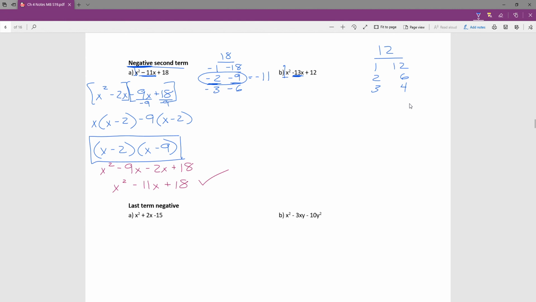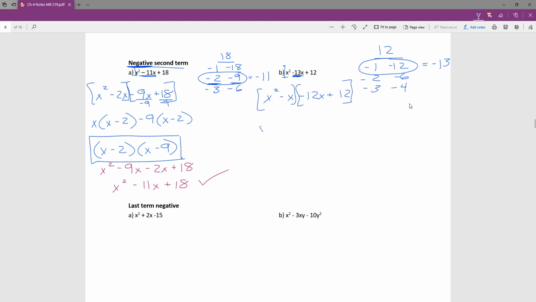Well, I could have all positive factors or I could have all negative factors, and that would give me a positive 12. Now I could see that these two would actually add together to give me my B term of negative 13. So those are the factors that are going to decompose my middle term. Recopy the first term, expand the middle term, recopy the last term, and now factor by grouping.